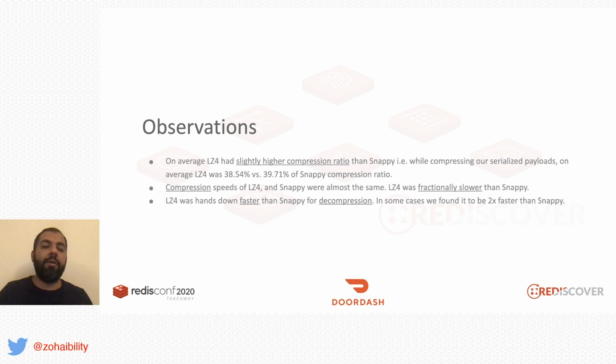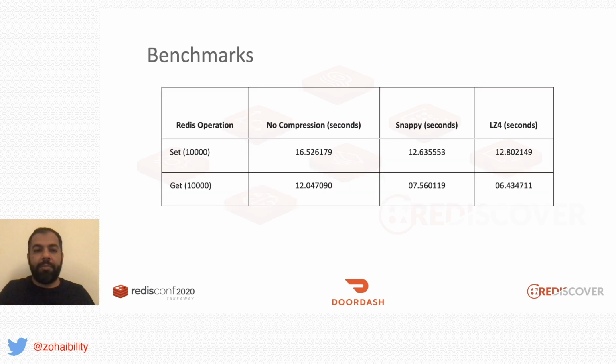So we decided to settle with LZ4. And just to give you an example of 10,000 similar operations in terms of set, this is us taking serialized menus and just doing plain get set on Redis, just to observe how much time it takes. Without compression, it took like 16.5 seconds. With Snappy compression it took 12.6 seconds, which is a good significant drop. LZ4 almost the same, 12.8 seconds.